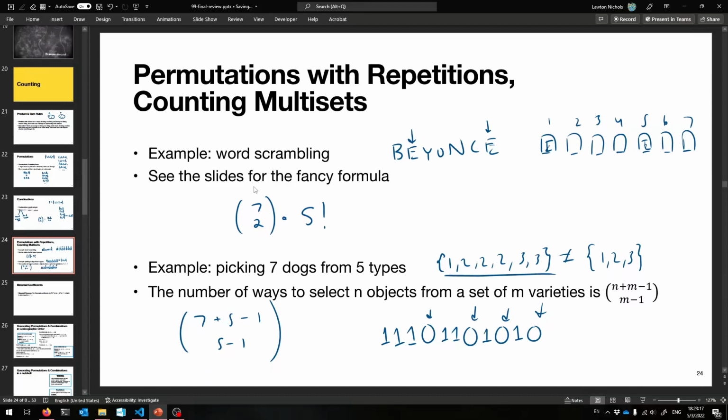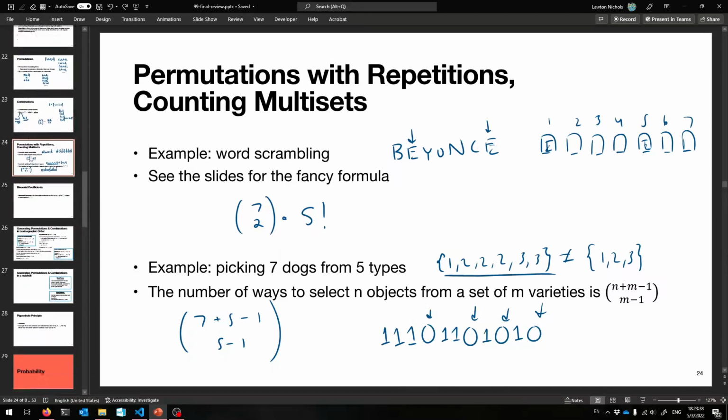There's always m minus 1 zeros because you just want to separate things. You don't need a last one to separate. I hope that makes sense. Hopefully that's coming back to you. But we translate this problem into counting all the ways we could make a special kind of binary string problem. Okay?